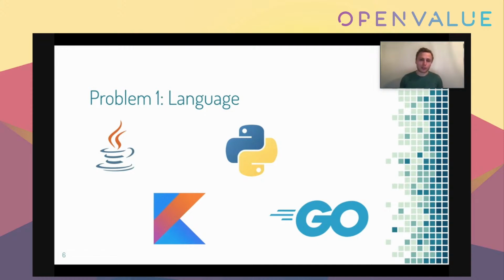So that left us with the JVM languages. Well, then it's an easy choice for me. I like writing Kotlin because it's much more concise than Java. So that's how we came up with writing it in Kotlin.